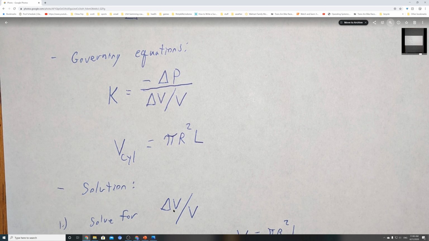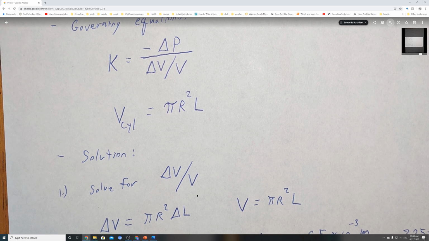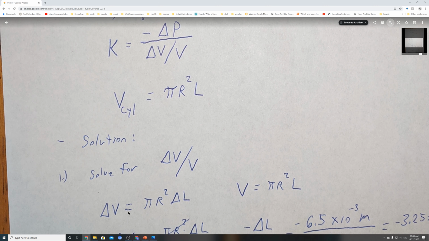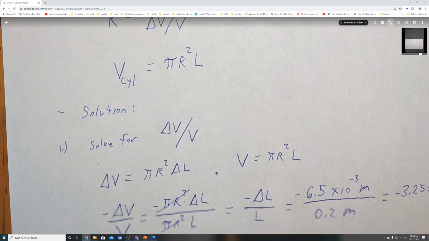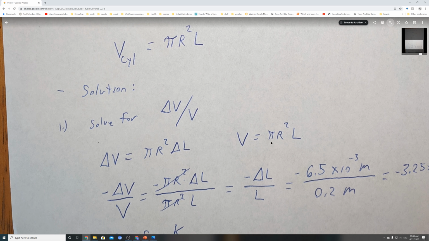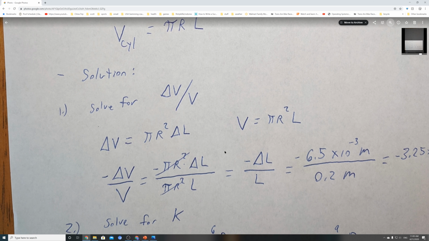First, we're going to solve for delta V over V. What you recognize right off the bat is that I don't know what r is here, but we'll set up the equation and you'll see what happens. Delta V is essentially pi r squared times delta L, the change in length. And V, of course, is pi r squared L. So now you have a ratio, delta V over V.